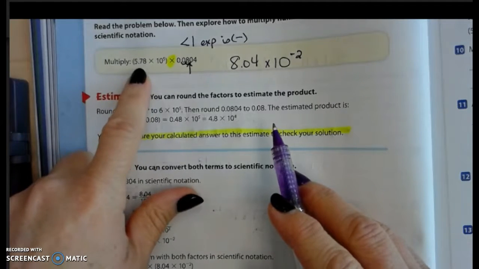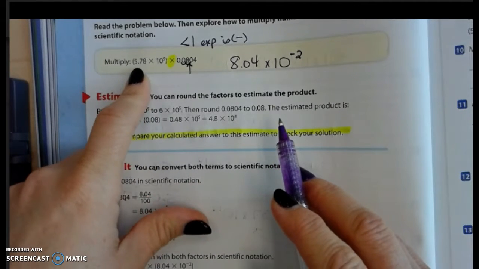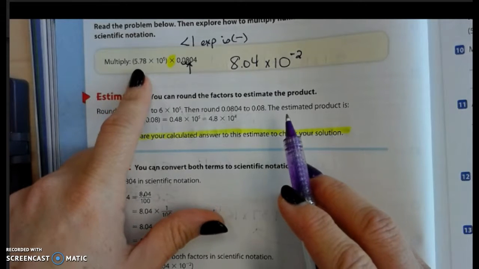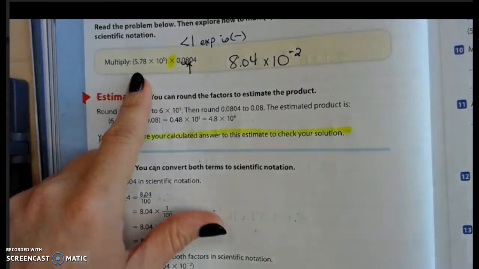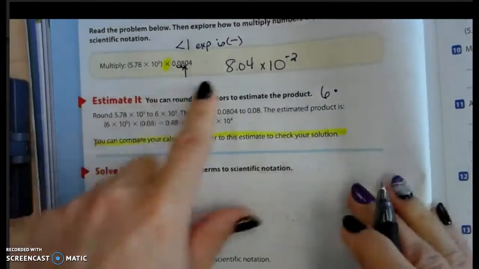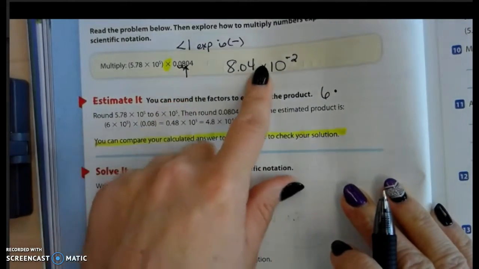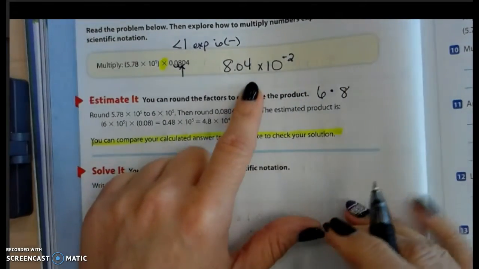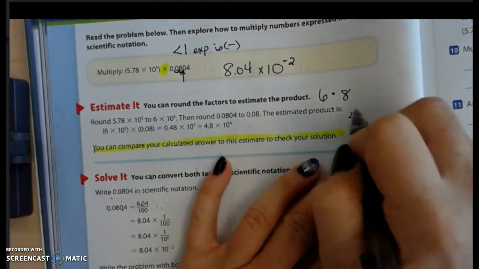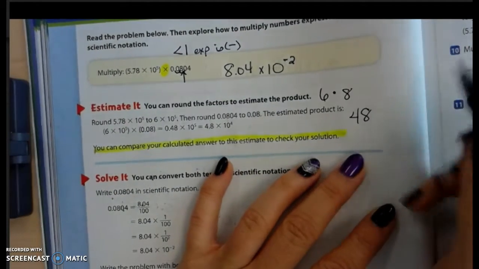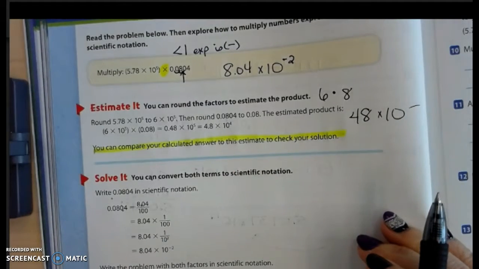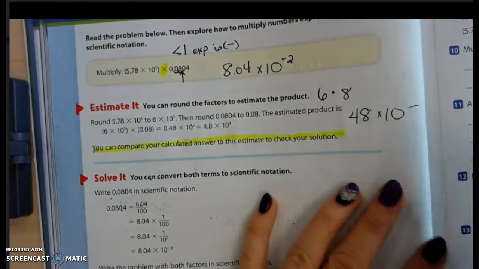I've got 5.78. If I wanted to round that to a whole number because I know how to multiply whole numbers, I would round that to 6. I would call it 6 times, and then 8.04, I'm going to round it to 8. 6 times 8 would give me 48. And then, of course, we would have to combine those base 10s. So we would still have to work with the base 10s, but we should end up with a 48.